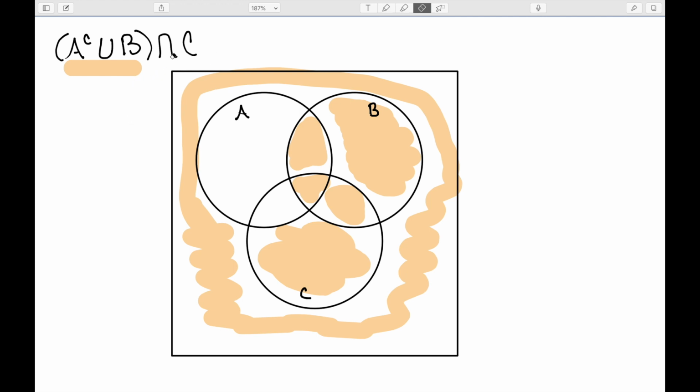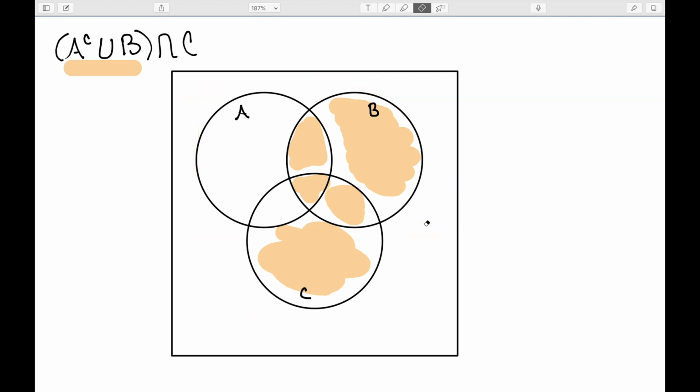Now that I've done this, I want to intersect it with C. So what I really want is the stuff that's shaded and what it shares with C. So this piece outside here is not shared with C. This piece here is not shared with C, neither is this piece. So these shaded pieces right here would represent A complement union B, intersect C.